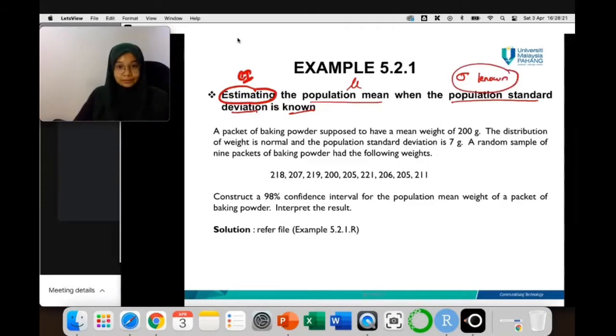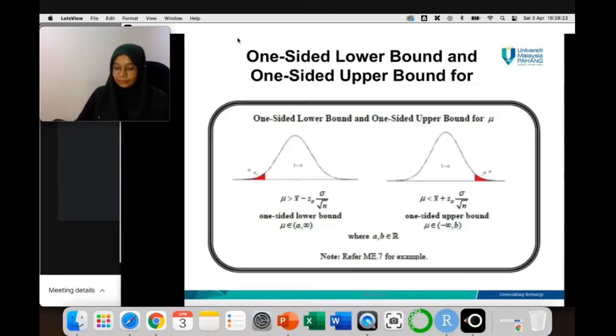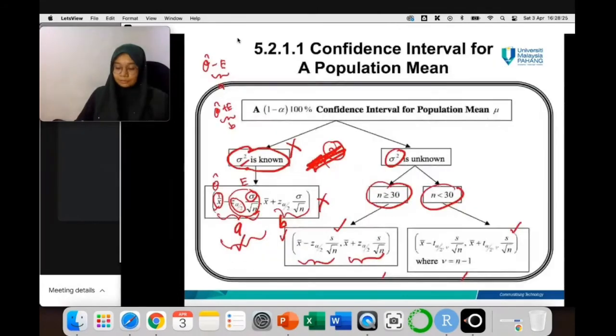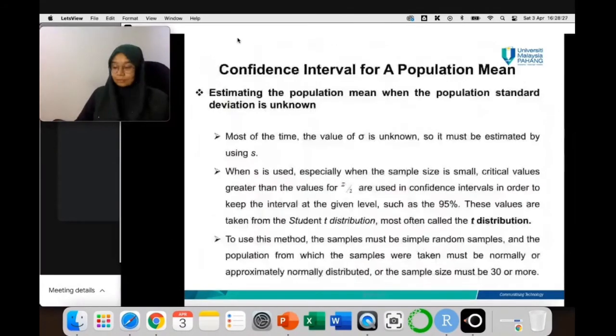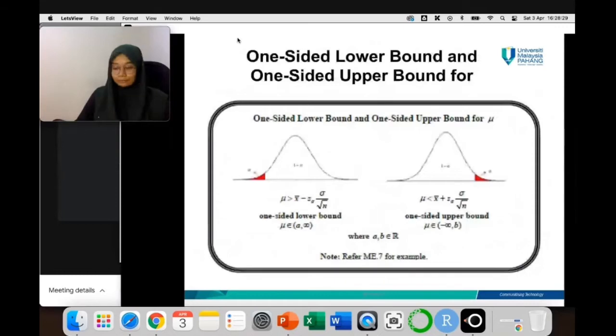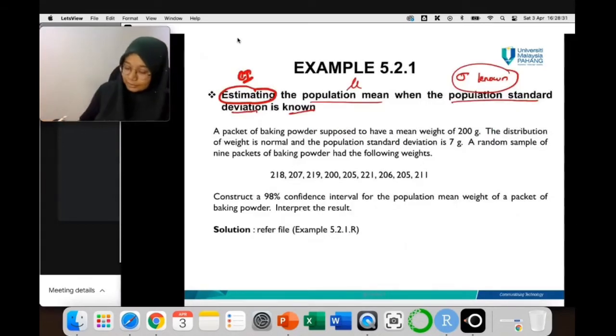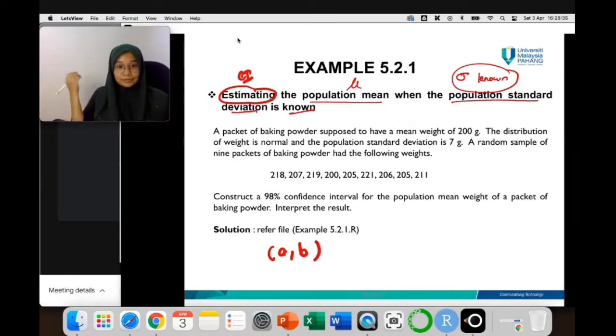When sigma is known, which formula do you use? You use the first formula, this one. So now we want to get the confidence interval. Last time the answer must be A, B. What is your A? What is your B? So look at the question.